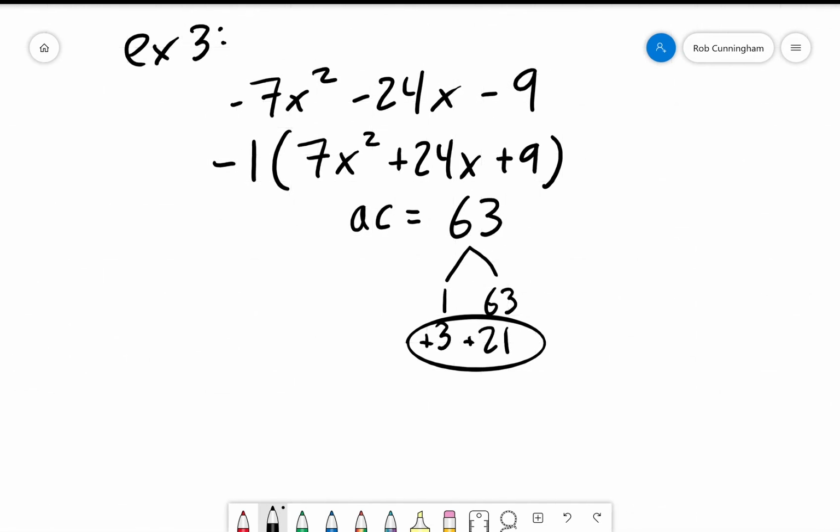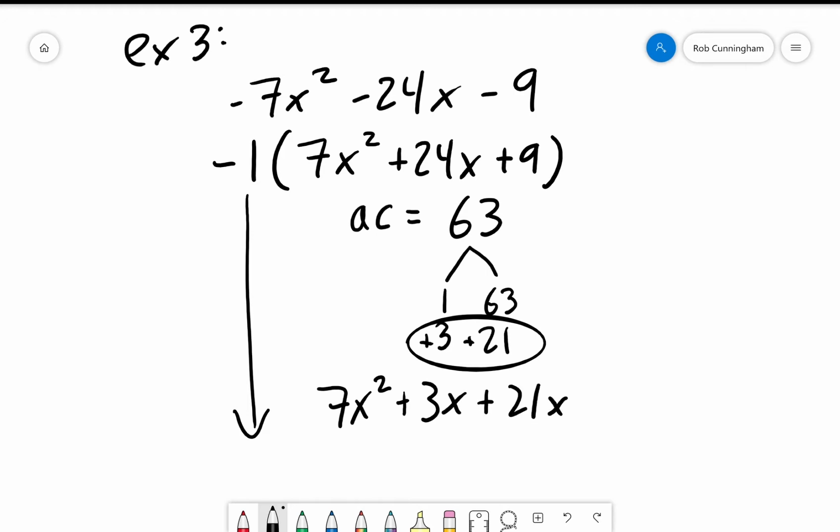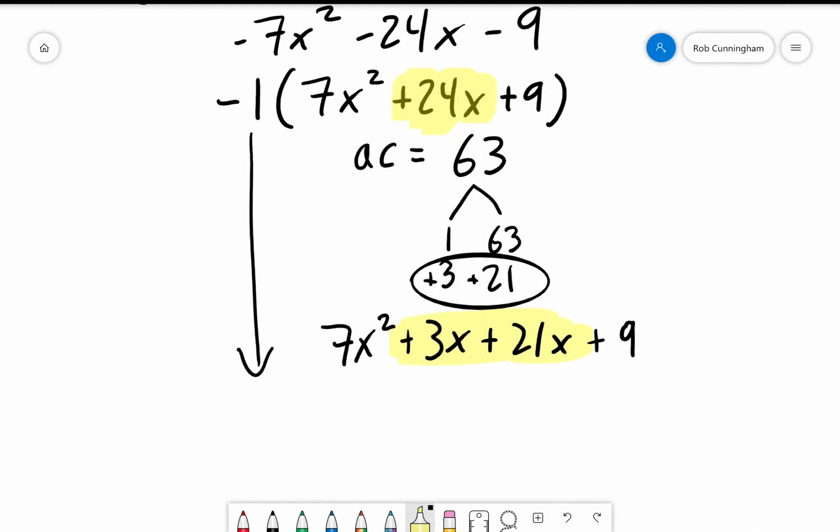Now again, since I have 7x squared and not just x squared, I can't skip straight to the end. I have to split up my middle term. This -1, I am going to carry it down. I'll deal with it later. For now, 7x squared plus 3x plus 21x plus 9. So again, I haven't actually changed anything. I still have 24x here, and I still have 24x here. It just looks different.